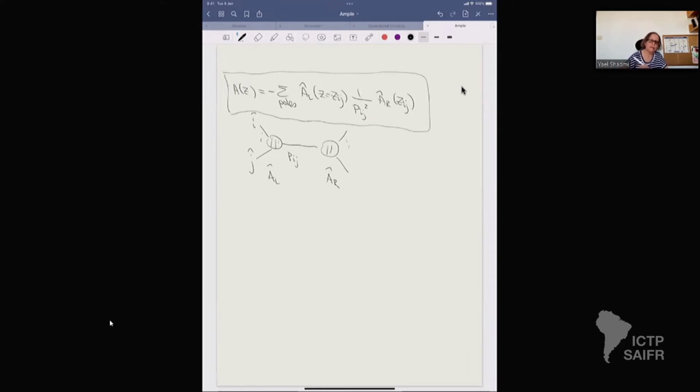So now we have, in order to calculate, I'm sorry, this is not A of Z. I really wanted to have A at 0. This is just A at Z equals 0. This is the amplitude of interest. So we have to look at all the different poles and look at the residues along these poles.